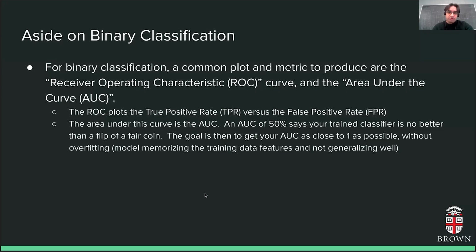So an AUC of 50%, and during the hands-on this will be made concrete to you, says that your binary classifier does no better than the flip of a fair coin. It's just chance. So your neural network, your classifier, whatever you decided to create, didn't learn anything. The goal then, or one of the goals, is to get your AUC as close to 1 as possible without overfitting. And I'll get into overfitting in a little bit.